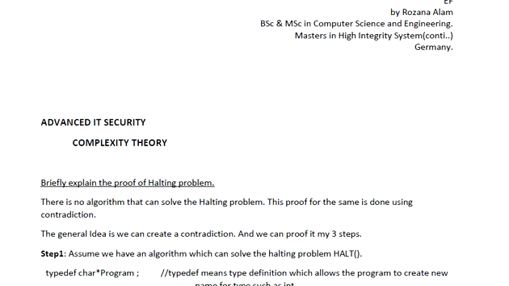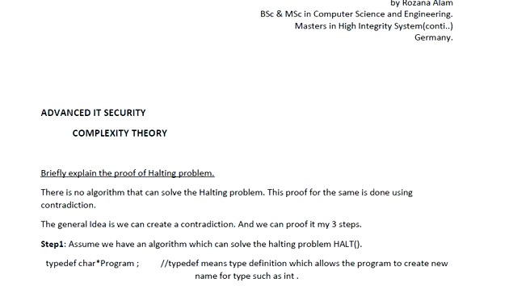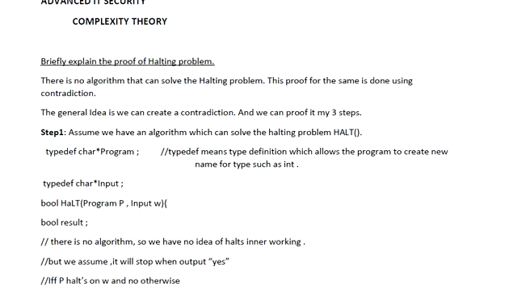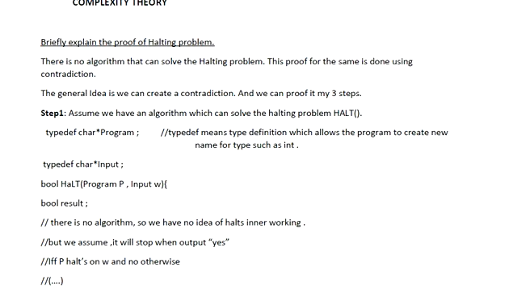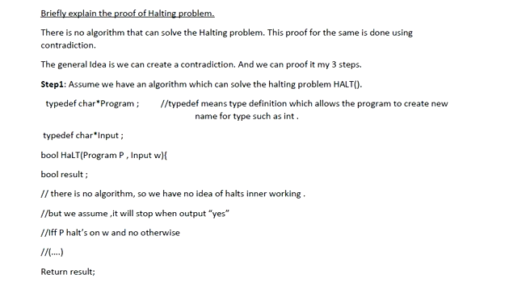And we know that by using contradiction, we can prove in three steps that the halting problem is undecidable. How? In the first step, we have just an algorithm. We assume that there is an algorithm for the halting problem. Here halt is taking the program P with W input, and inside of it we have a boolean result, and we know that the halting problem doesn't have any algorithm.